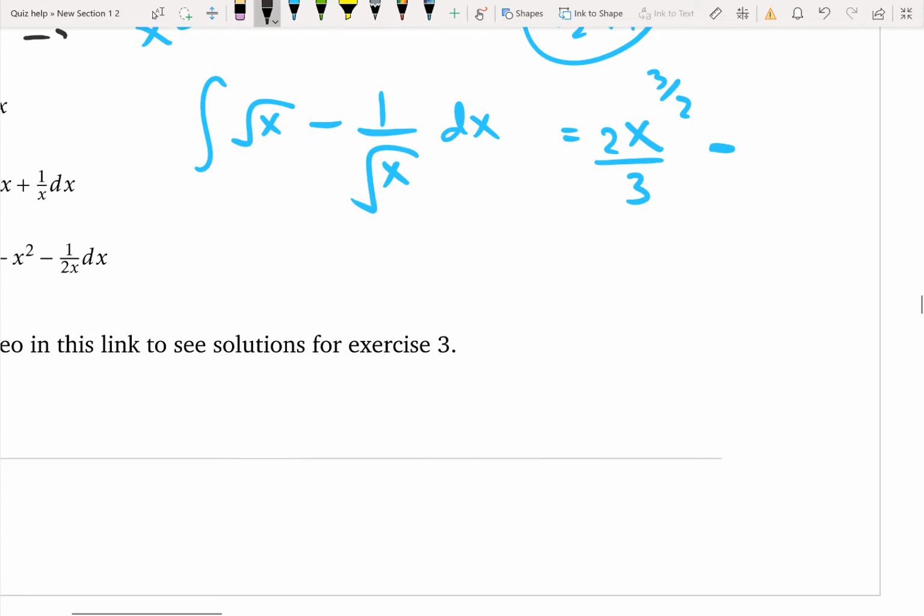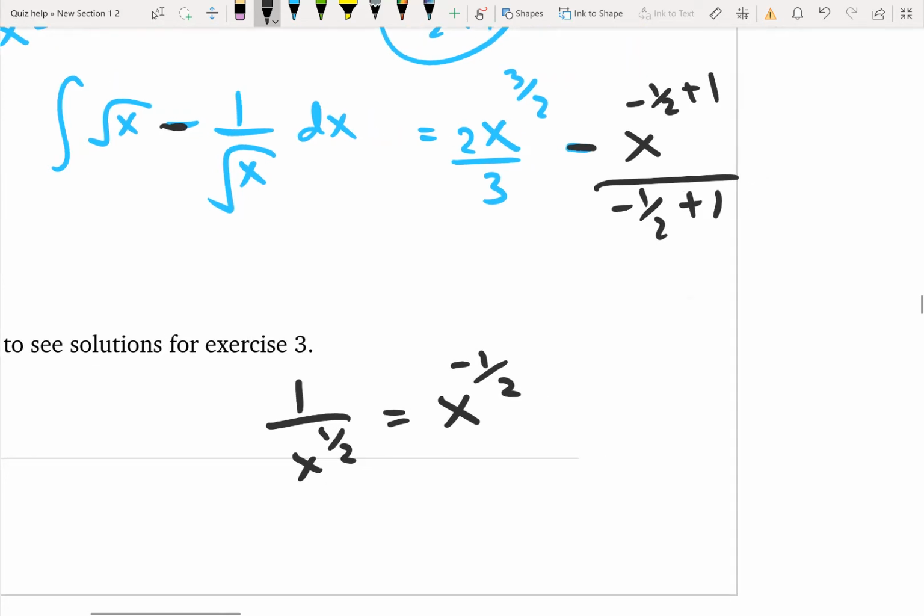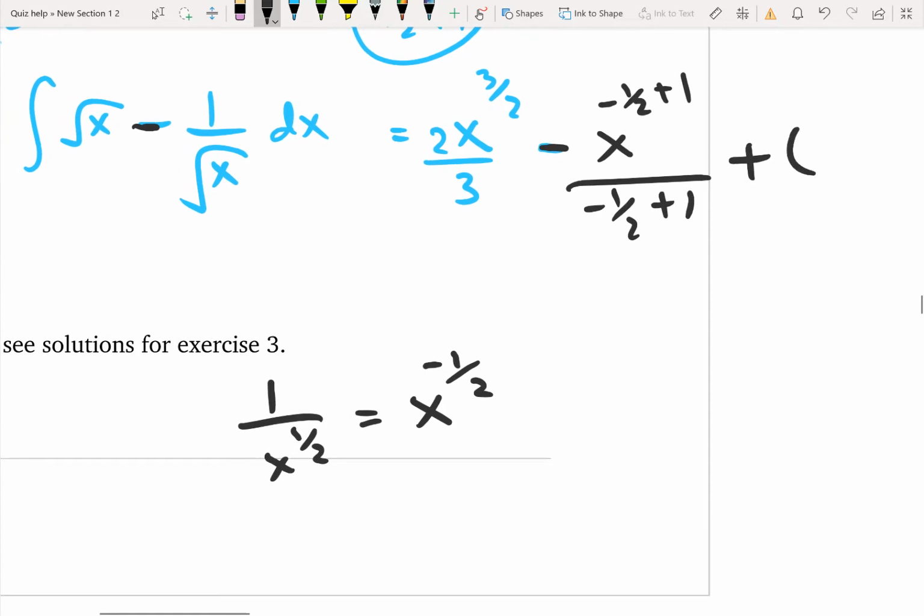But what you can do is write 1 over x to the half as x to the negative half. We can bring that x to the half to the numerator. Now let's integrate x to the negative half. So this negative sign is still here, so don't worry about that. x to the negative half plus 1, divided by negative half plus 1. So integrating 1 over square root of x is the same as integrating x to the negative half, plus c.